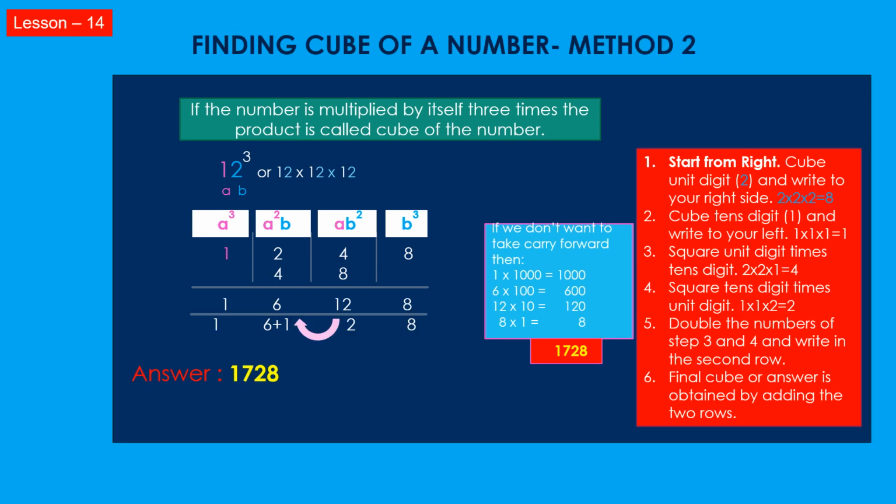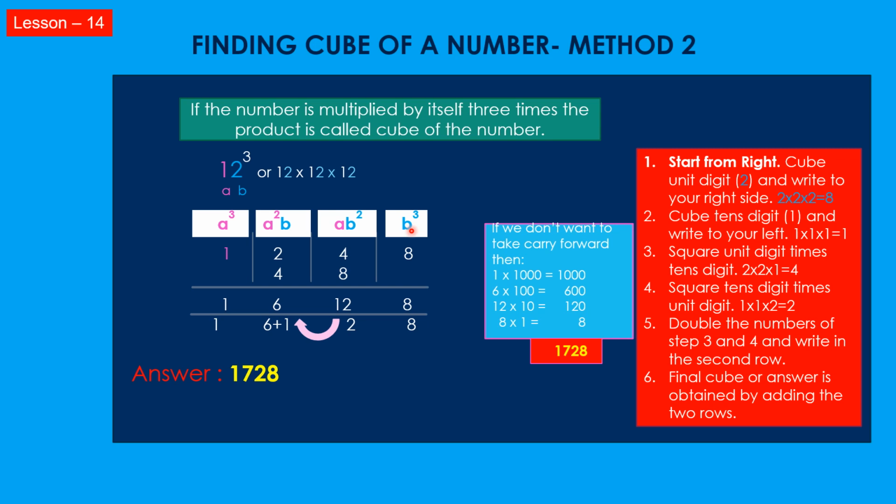There is another method for finding the cube of a number, and we just say this is method 2. What you do here is you make 4 columns, like 1, 2, 3, 4 columns here, and then in the first column you write A cube, in the last column you write B cube. A here is 1 and your B here is 2. So we are finding the cube of 12.